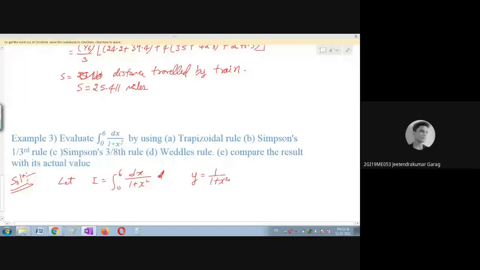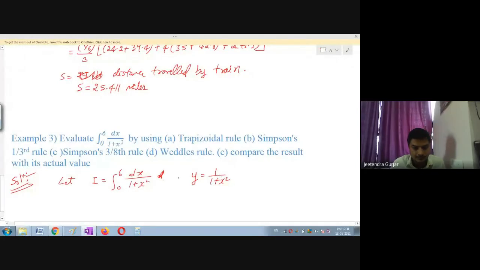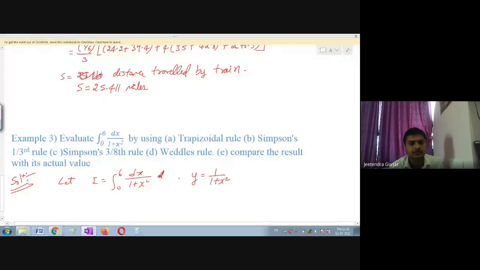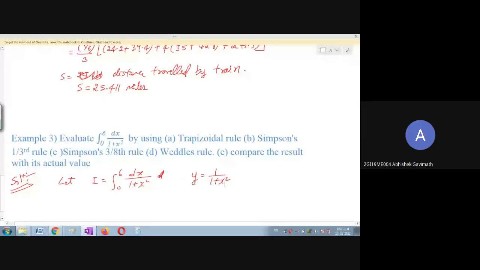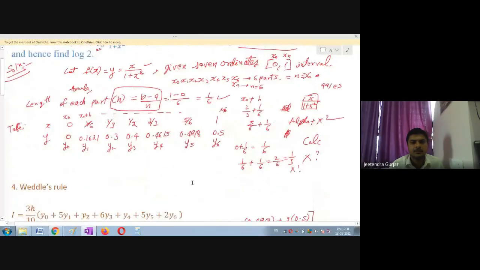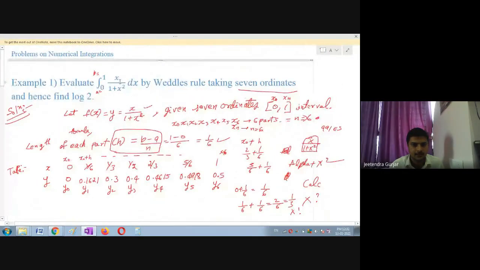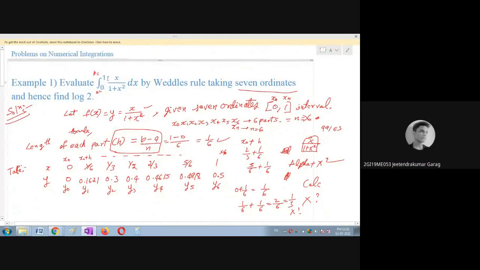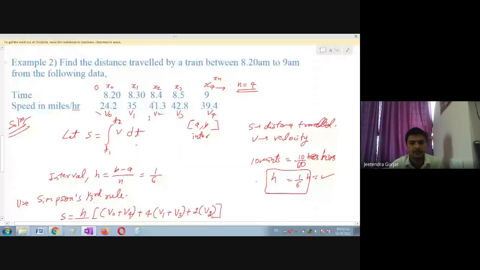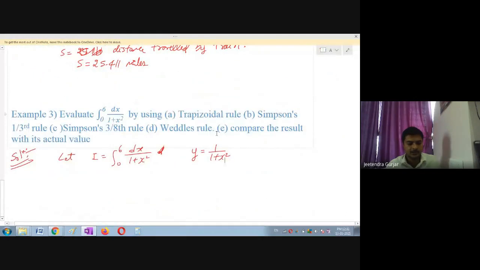Is it clear? This question was done, right? Sir, the first sum, but this is in the interval 0 to 1. Yesterday we did it. Okay, fine. So we will do the next example.